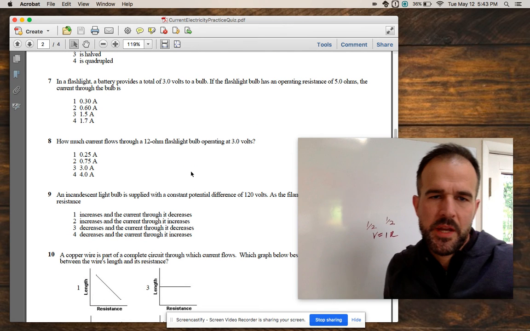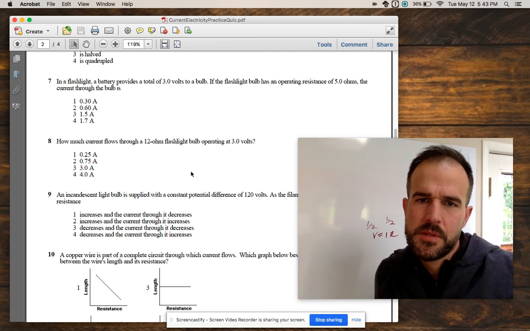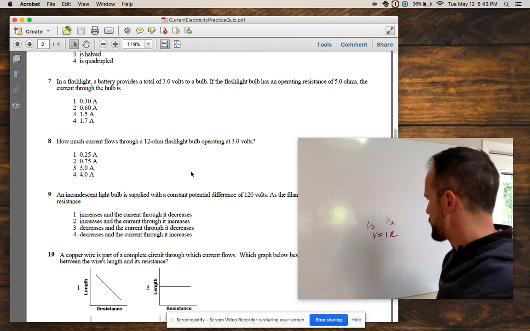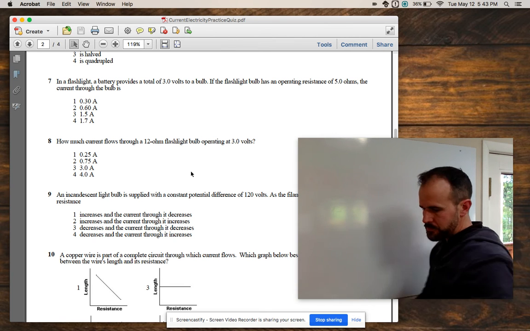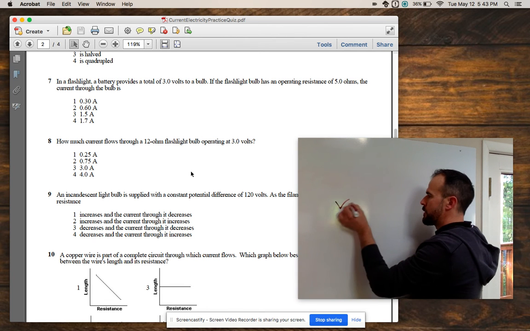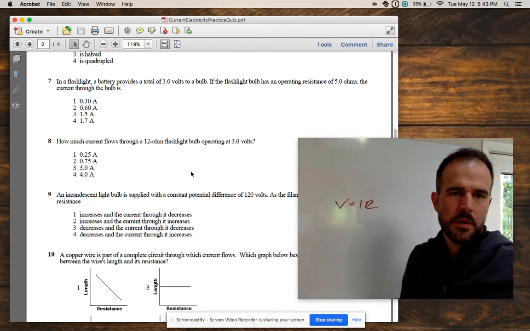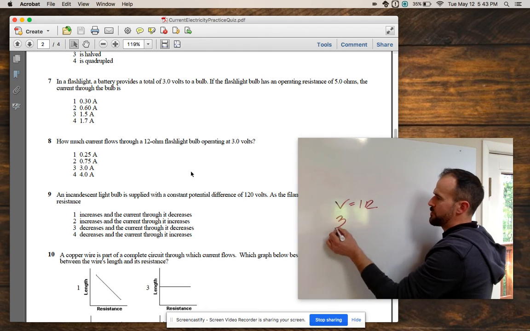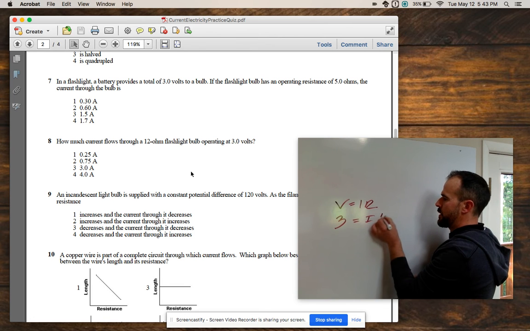7, flashlight. Battery provides a total of 3 volts. Flashlight is operating at 5 ohms. What is the current? So it looks like another Ohm's law. V equals IR. And what is it saying again? 3 volts, 5 ohms.